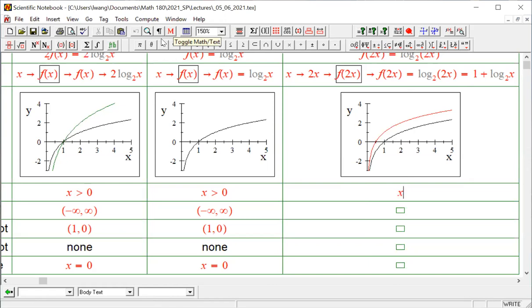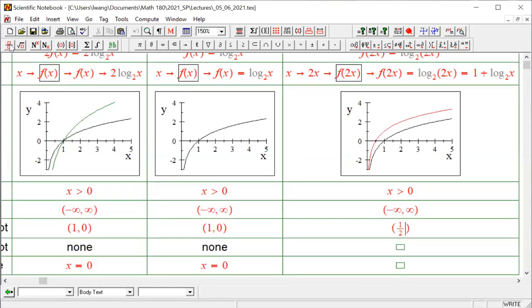X is greater than 0, right? And the next one, the range. All real numbers. And how about the x-intercept? 1/2, 0. We've done this before. How about the Y intercept? None.